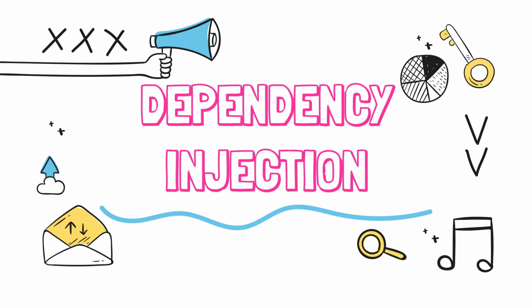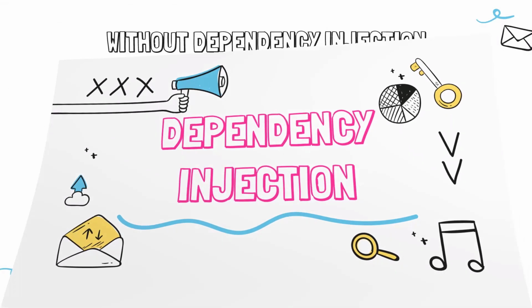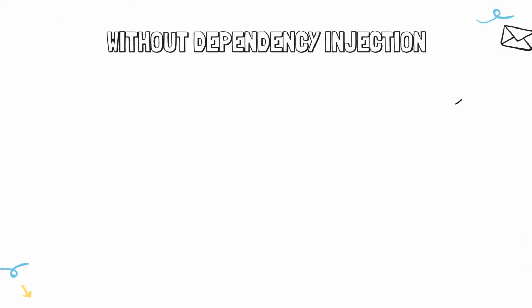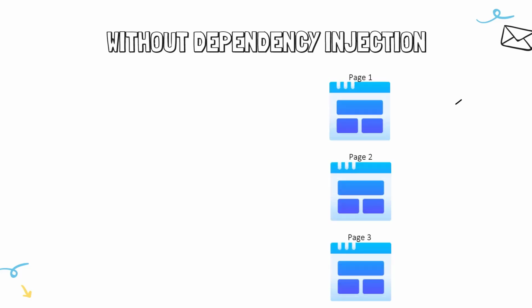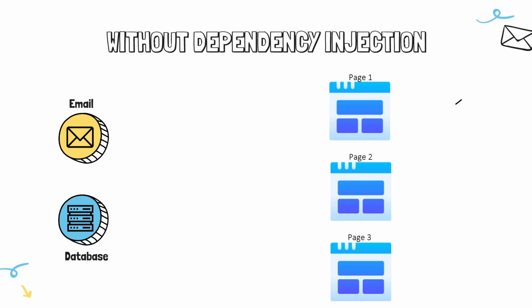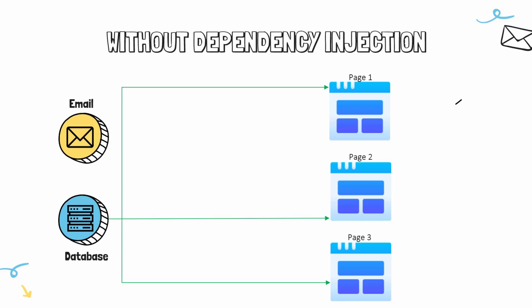Before I show you what advantages dependency injection brings, let's see a scenario where there is no dependency injection. In a typical application, let's say we have 3 pages right now, and we have some common functionality that we want to use across all the 3 pages. Like let's say we want to send emails and we want to access our database in all the 3 pages that we have. Now let's imagine that on these 3 pages we need to access the database first.